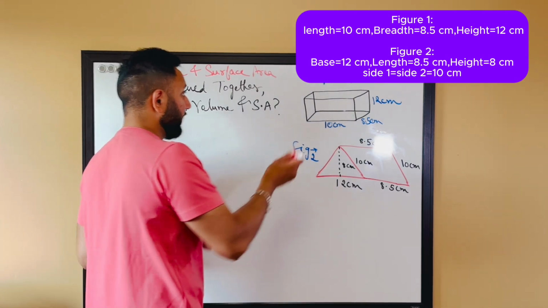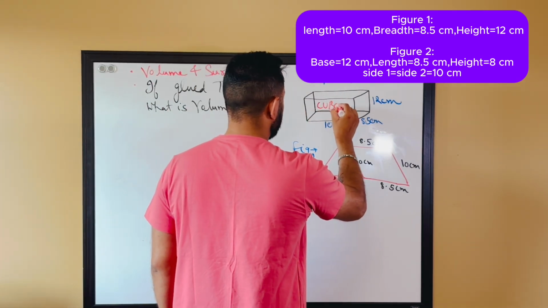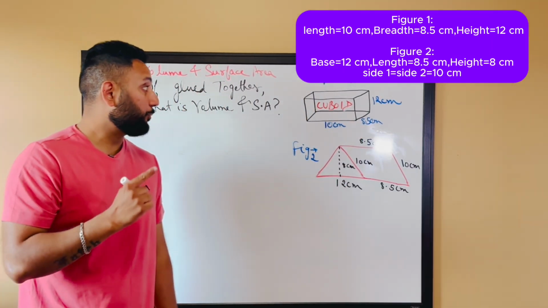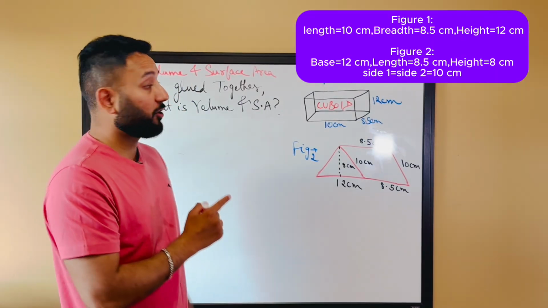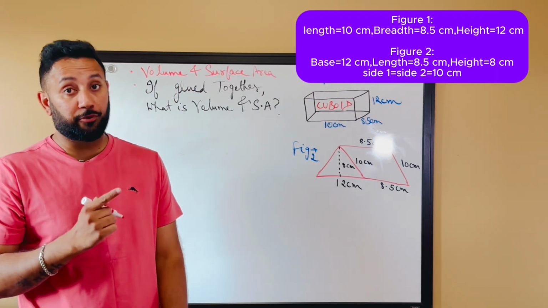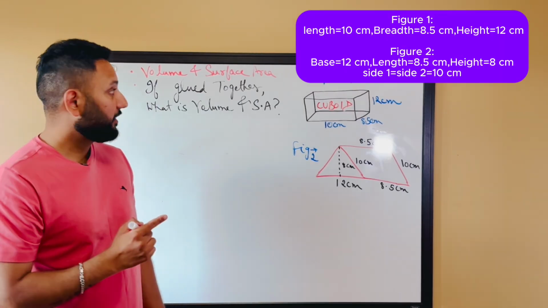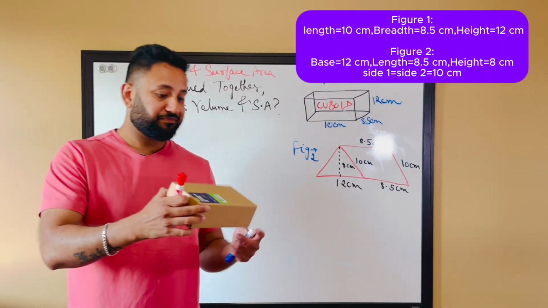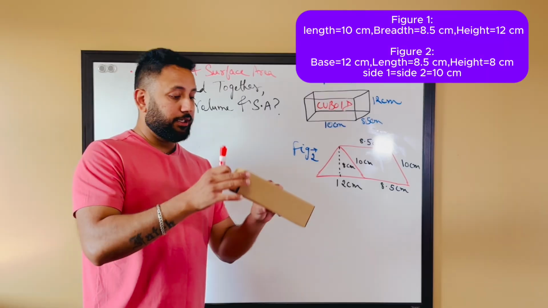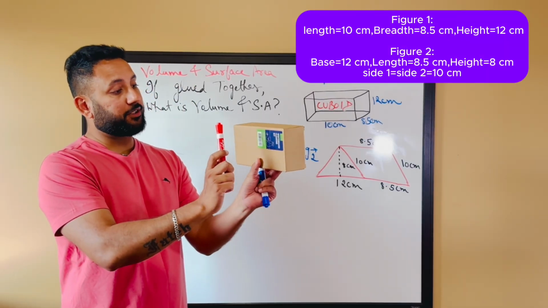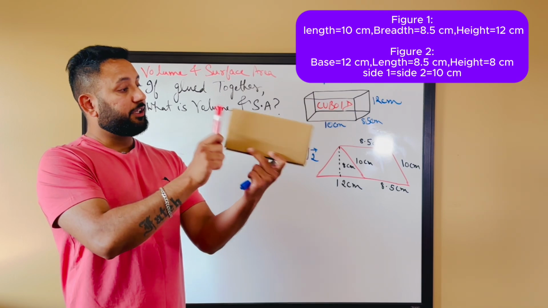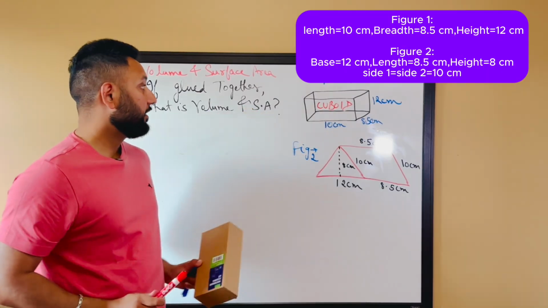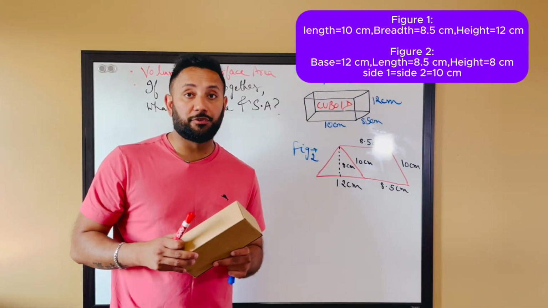This is a cuboid, but it is also called a rectangular prism. Why is it called a rectangular prism? Because a cuboid and a rectangular prism have similar properties, and they also look similar. If this is a cuboid, the base of this figure is a rectangle, and the side faces are also rectangles. So that is the reason it is called a rectangular prism.